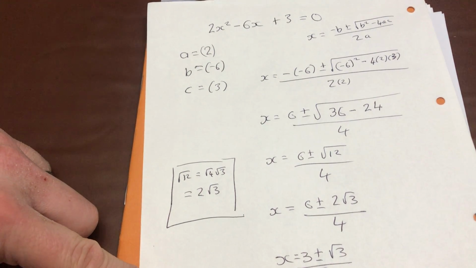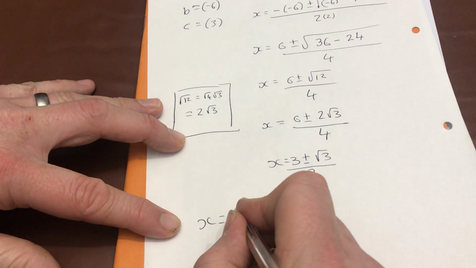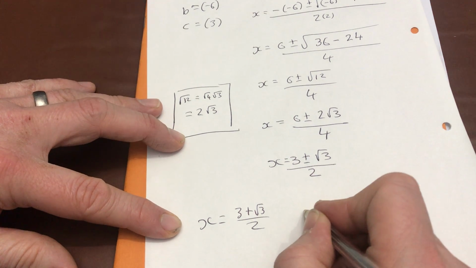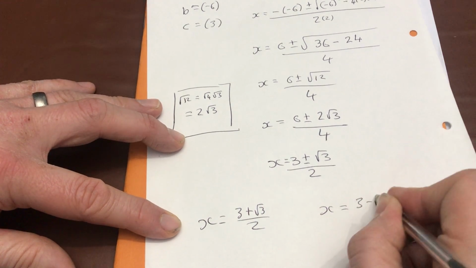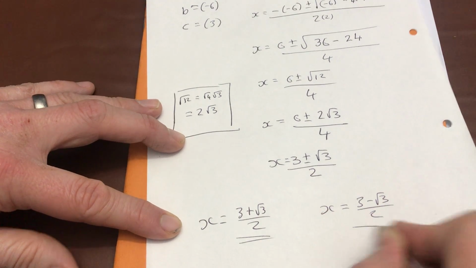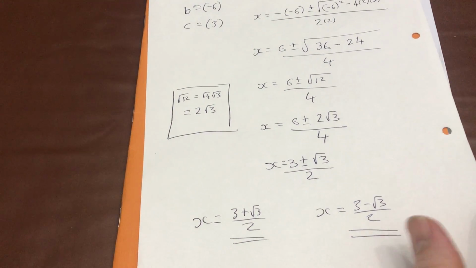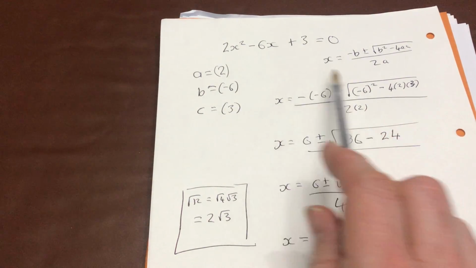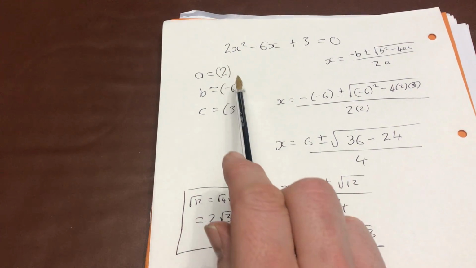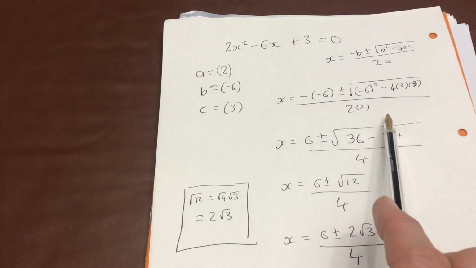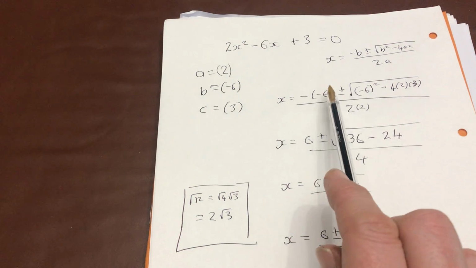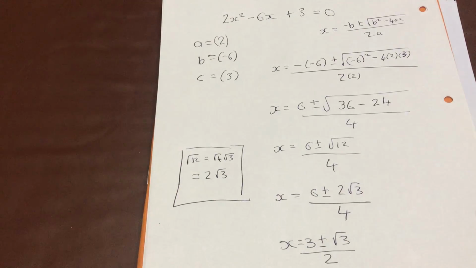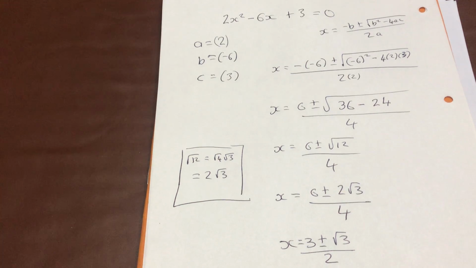So I've got the two solutions. x is 3 plus root 3 over 2, and x is 3 minus root 3 over 2. Two solutions there. So just to reiterate the method: write out your equation, write out the formula. What's a, what's b, what's c? Plug it in. If you're using a calculator, put everything in brackets like this. If you're not, be really careful with your working. Okay, hope that's clear. Thanks very much and good luck.